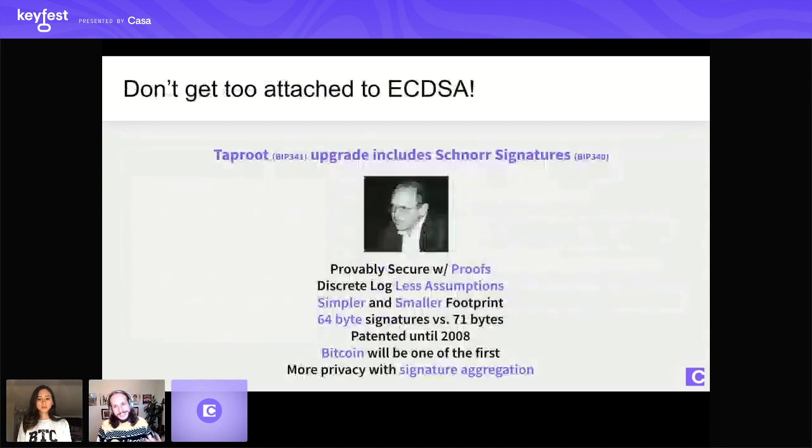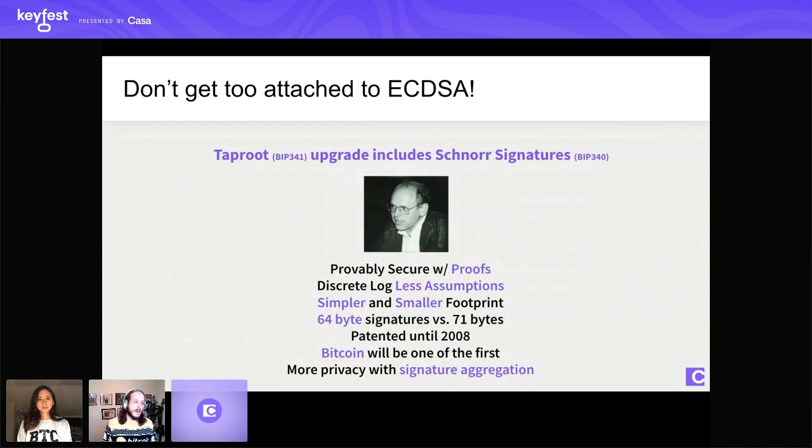But don't get too attached to ECDSA because the Taproot upgrade, Bitcoin Improvement Proposal 341, is going to include Schnorr signatures. And I've put a picture here of Klaus-Peter Schnorr, just because we really should be highlighting the cryptographers and the giants whose shoulders we're standing on today. Schnorr signatures are going to be great because they include secure proofs. They have a smaller footprint. So instead of 71 bytes, we're getting 64-byte signatures. So we're saving space on chain. There's fewer assumptions about the discrete log problem, so it's easier to implement and process in the system.